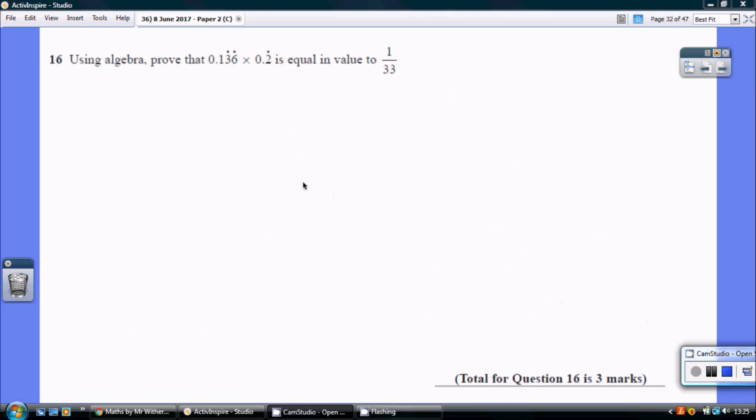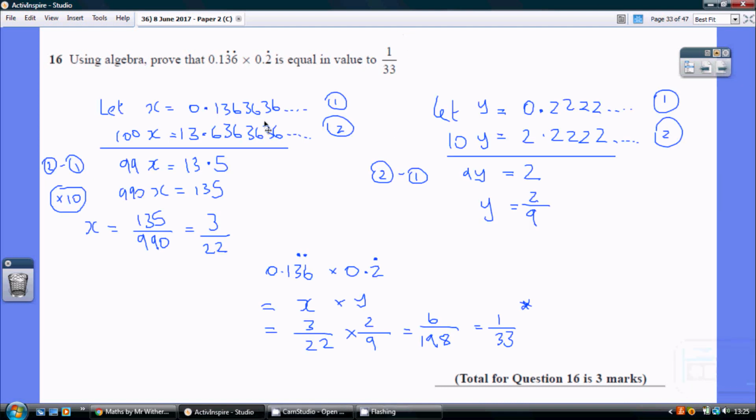Question 16. So the key bit here is using algebra. Clearly you can't just pop these into your calculator and then just say therefore they're equal to 1 over 33. So we're going to have to use algebra to convert this first recurring decimal into a fraction, and then secondly use algebra to convert the second recurring decimal into a fraction, multiply the two fractions together and get 1 over 33.